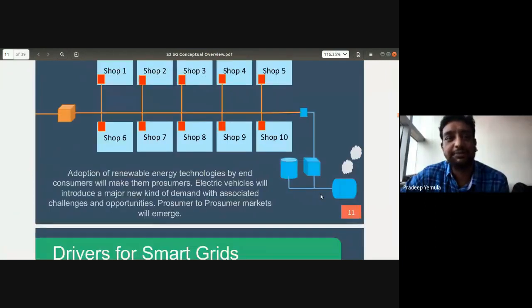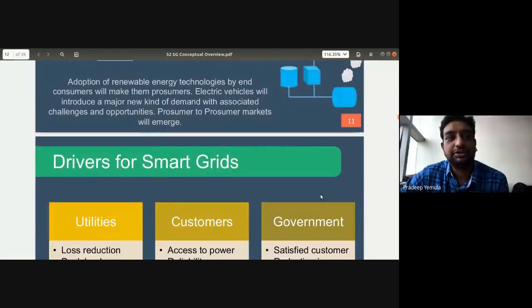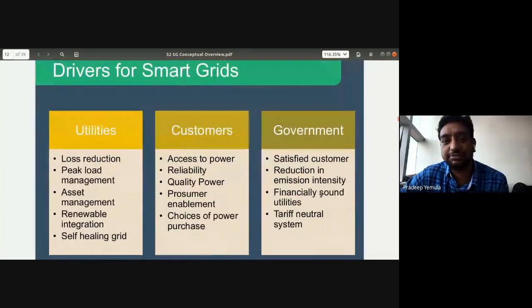So shall I move forward? So that is why we say drivers for smart grid. That means why we need smart grid.